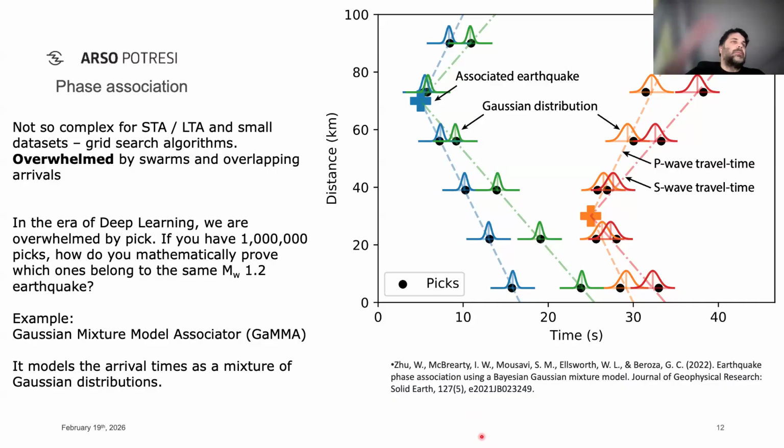But as soon as we have 1 million or more picks, because we are working with a large data set, or because there is swarm activity going on, this becomes very problematic. So there is, for example, what I'm showing you here, a so-called Gamma Mixture Model associator, which borrows from the deep learning methodologies and can be very fast at associating phases. I will not go into details, but just so you know, these steps are today very, very fast to perform on any kind of computer.